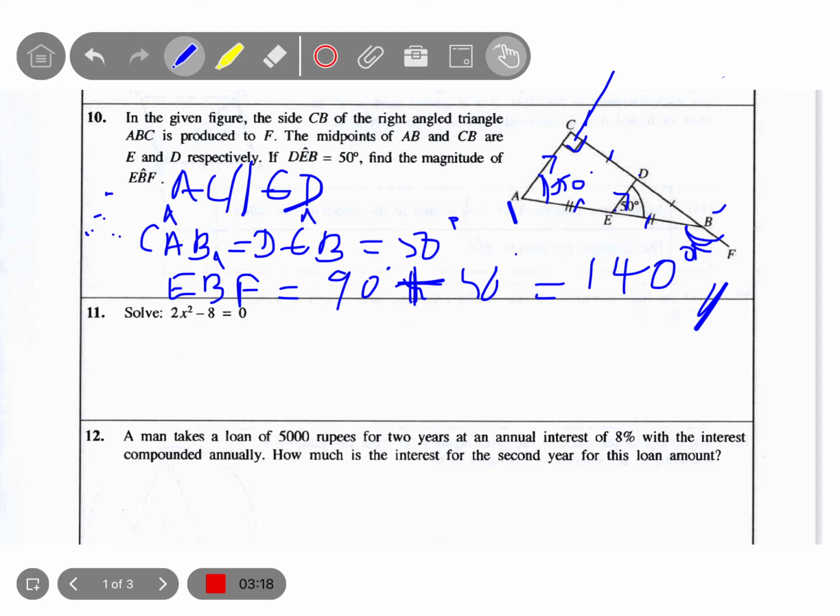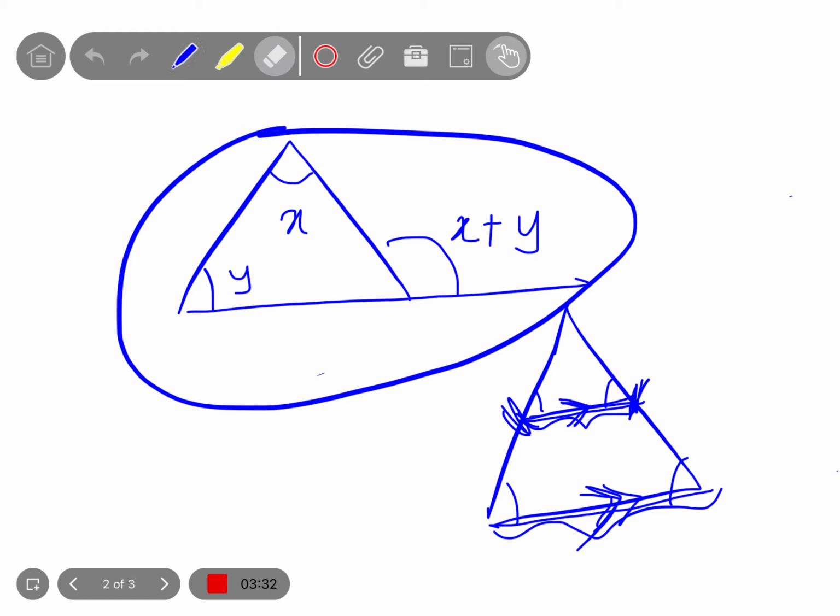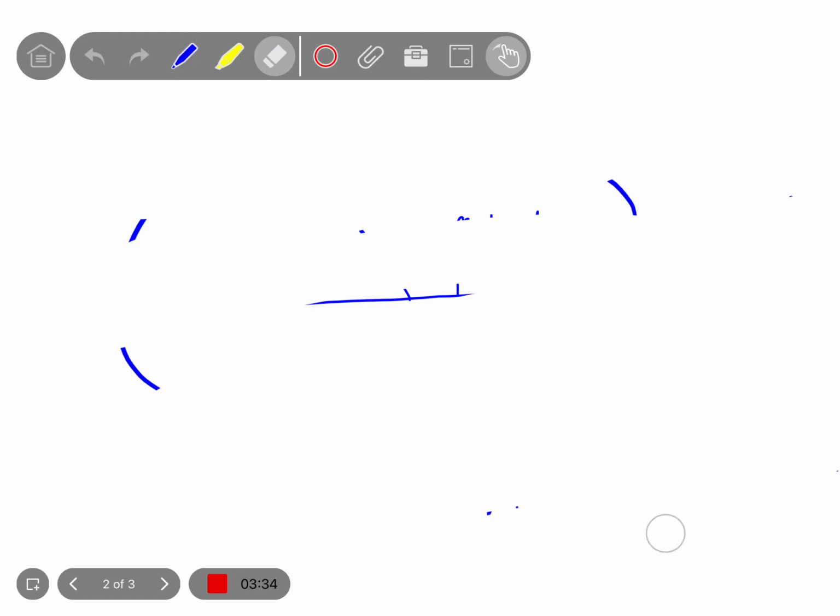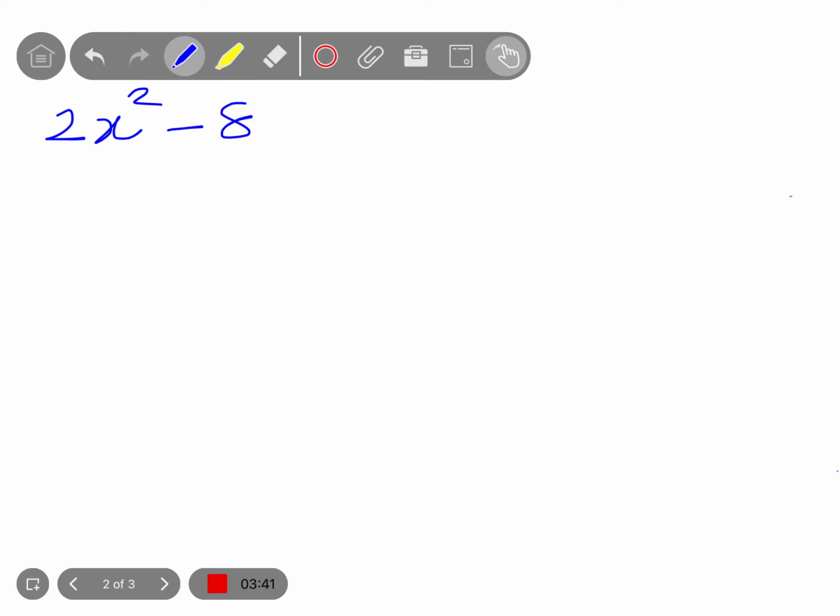So you had to find what the value of x is. So this is pretty easy. There are multiple ways to solve this. I'm also going to use the rough work page for this, so that I can show you better there. 2x square minus 8. So 2x square minus 8, there are multiple ways to solve that. 2x square minus 8 equals 0.